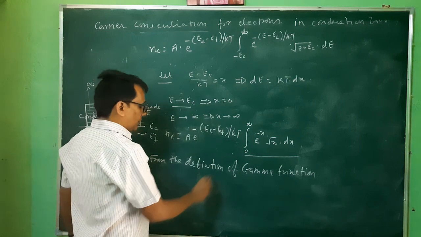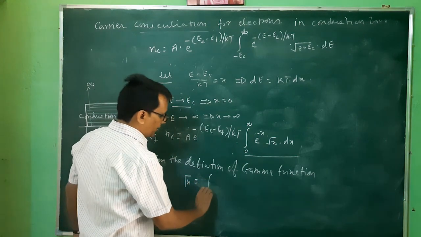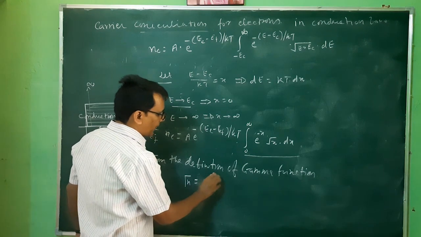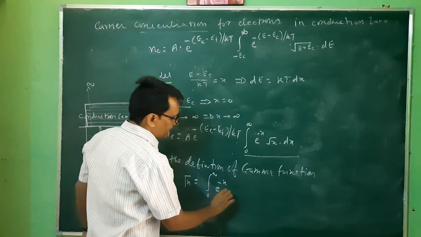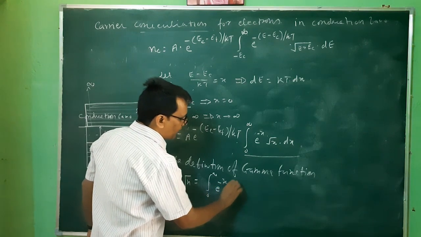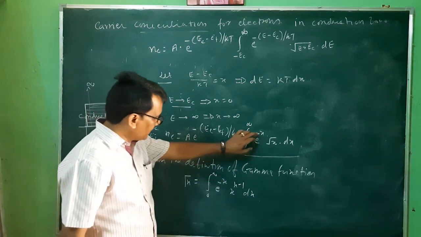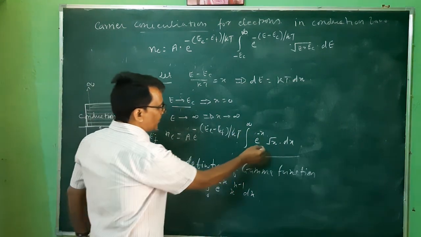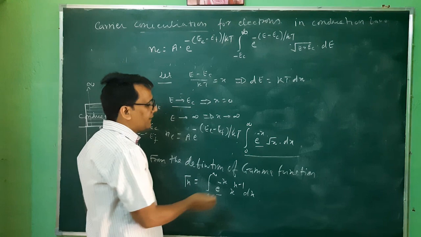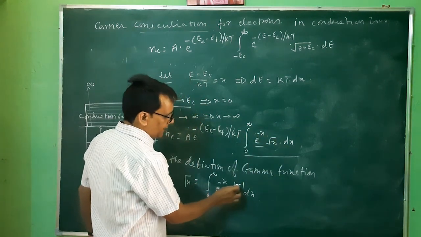So this gamma function is defined as gamma n, equivalent to the integration in the limit 0 to infinity of e to the power minus x, and x to the power n minus 1, dx. This is the definition. Here let us compare this with this. So here e to the power minus x is here, and in place of this root of x we have this x to the power n minus 1.